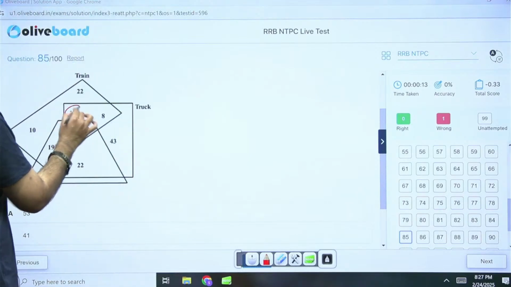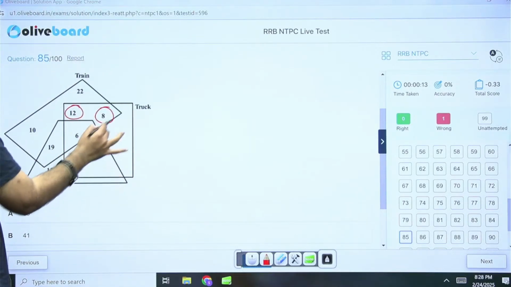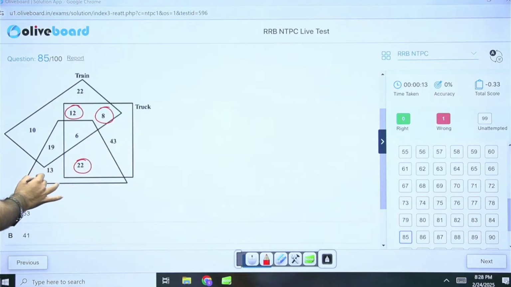So we'll have to have 12, 8. We will have trapezium and truck. We have this, plane and this. We'll have to add all of them. That's it. Don't add 6 here because 6 is traveling in all 3.